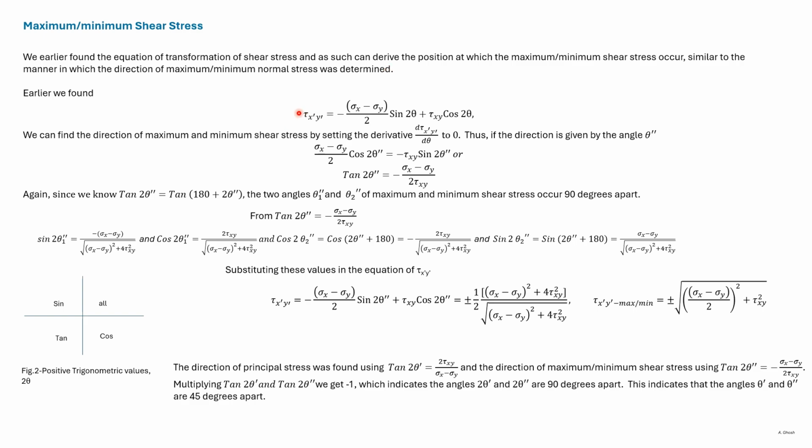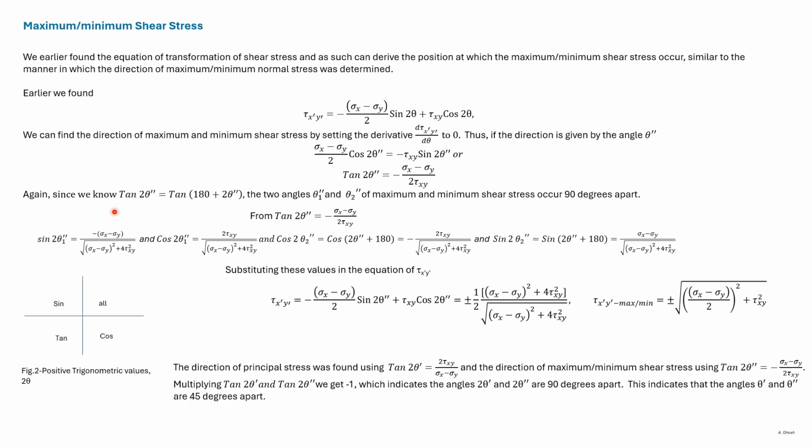This is the equation of transformation of shear stress. We find the direction of maximum and minimum by setting this derivative to 0. The angle of maximum and minimum shear stress is denoted as theta double dash. Differentiating this equation with respect to theta and equating it to 0, we get tan 2 theta double dash is equal to minus bracket sigma x minus sigma y divided by 2 tau xy.